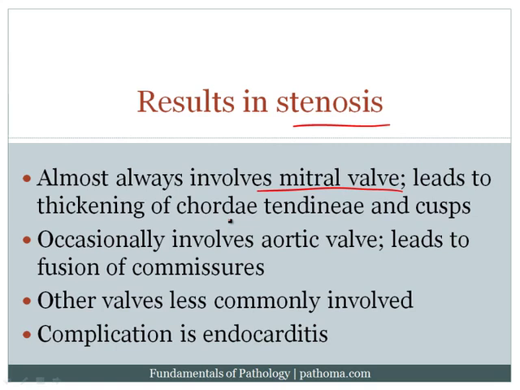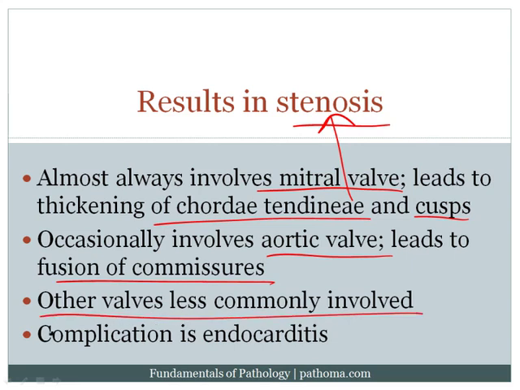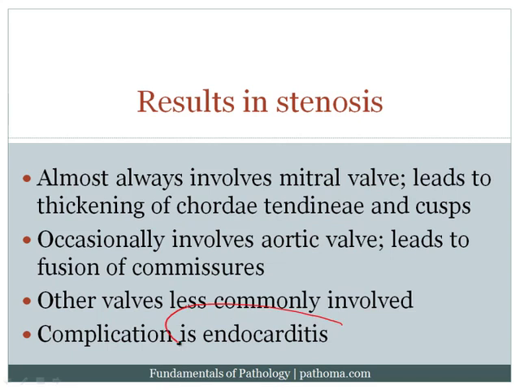Now let's go back and remind ourselves that acute rheumatic fever basically involves a mitral valve. And then if it's going to involve another valve, it'll involve the aortic beyond that. And so, of course, the chronic disease will also almost always involve the mitral valve. It'll lead to thickening of the chorda tendineae and the cusps. And eventually that, of course, is going to produce stenosis. Now, occasionally, it can also involve the aortic valve, which would then lead to fusion of the commissures. I'll show you a picture of that in a moment. The other valves are less commonly involved. Now, when you've got damage to these valves, then the complication of a damaged valve will be endocarditis. And you're going to hear more about that in our discussions of endocarditis that are upcoming.